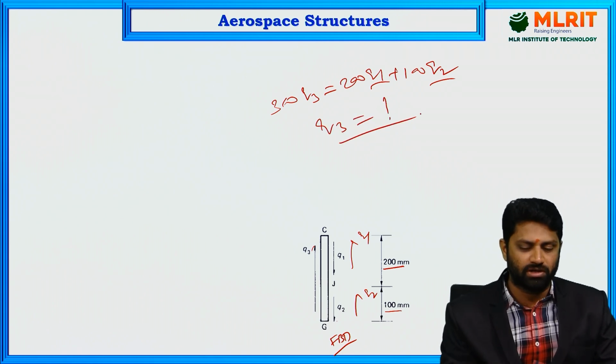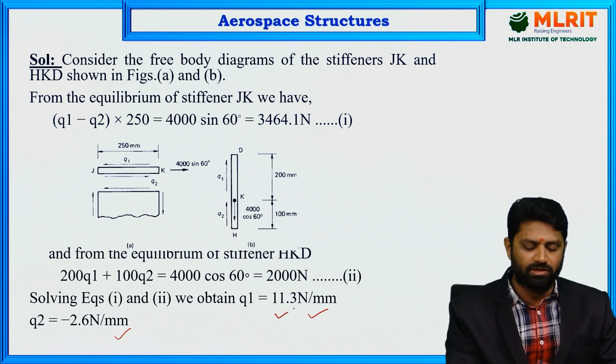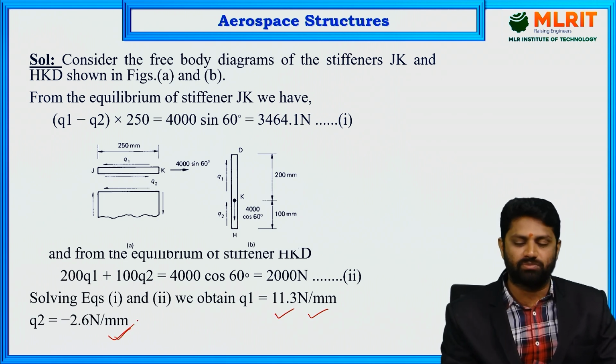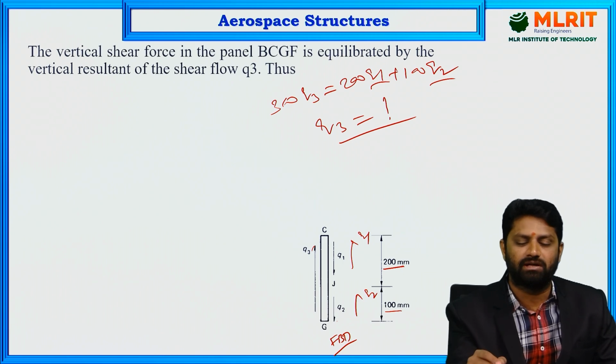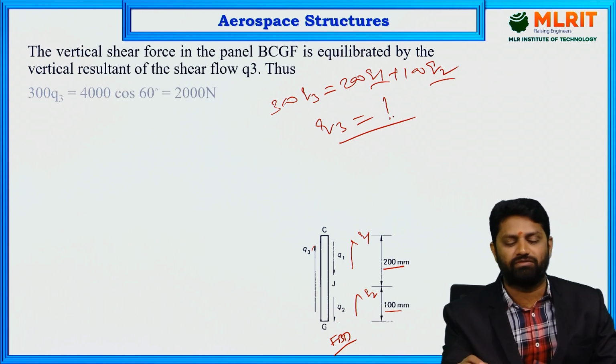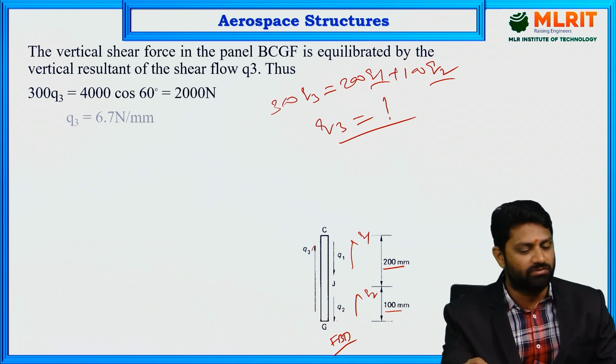So what we got: Q1 is 11.3 Newton per mm, and Q2 is minus 2.6 Newton per mm. You can substitute these in this equation and get the value of Q3. That is one procedure.